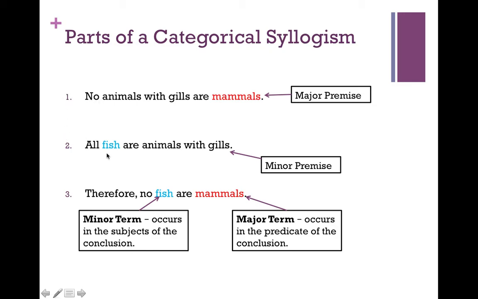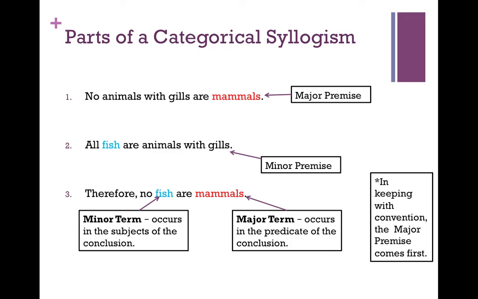Now, logically speaking, it wouldn't matter if the major premise came first or second. If I took premise 1 and 2 and just flipped them, it wouldn't change the logic of the argument at all. However, for whatever reason, and I don't really care why, it is convention to list the major premise first. And here is one place where maybe my students delving into the etymology of terms might matter.